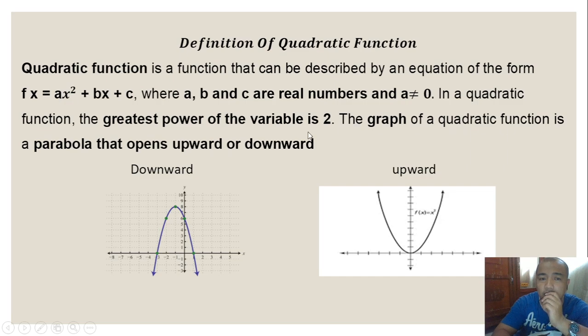The graph of a quadratic function is what you call a parabola that may open upward or downward. So in this picture, you can see the graph of a quadratic function, which is called a parabola that opens downward. And here in this picture, a graph of a quadratic function, which is called a parabola that opens upward. Okay, that's the definition of a quadratic function.